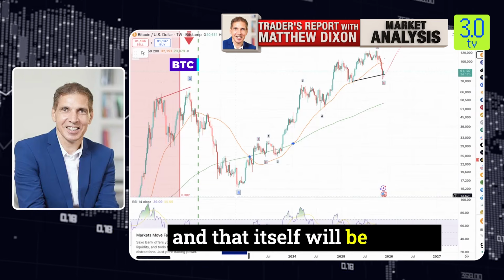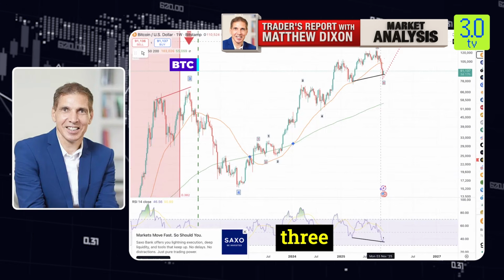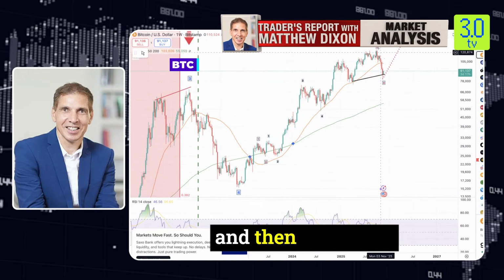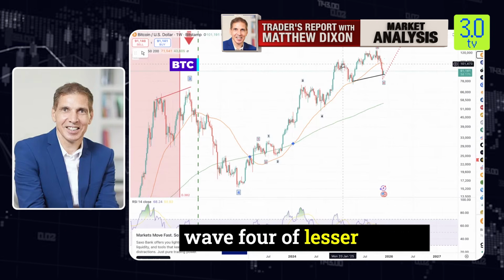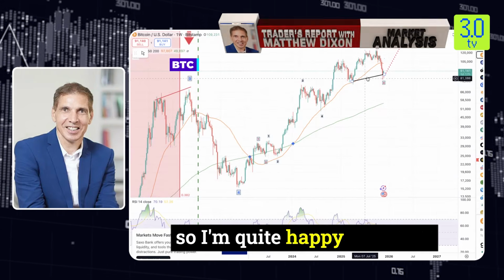And that itself will be broken into 5 waves in red here: 1, 2, 3. And that 3 itself is broken into 1, 2, 3, 4, 5. And then wave 4. Wave 4 tends to move to the wave 4 of lesser degree, and that's about what it did here. You can see almost precisely. So I'm quite happy with that.